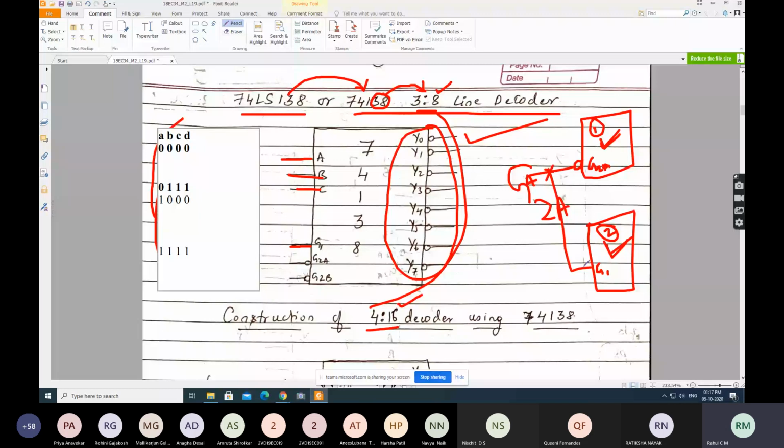Say I'll consider this IC is now 7418. It has only one active low enable pin. What should I do in that case? I will use a NOT gate so that NOT and NOT will nullify each other. Understanding?